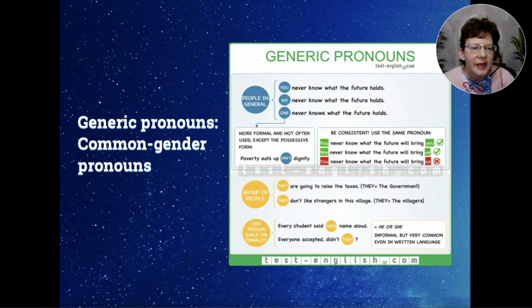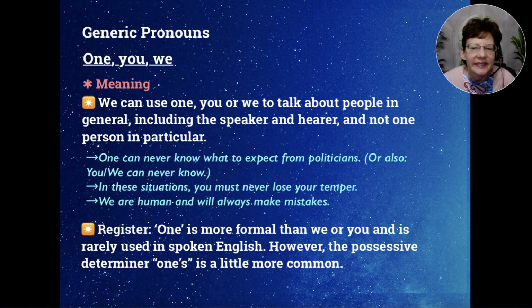We'll look at some more examples. Okay, so generic pronouns, one, you, and we. So here is the meaning. We can use one, you, or we to talk about people in general, including the speaker and hearer, and not one person in particular. So, for example, one can never know what to expect from politicians. Or also, you can say you or we can never know.